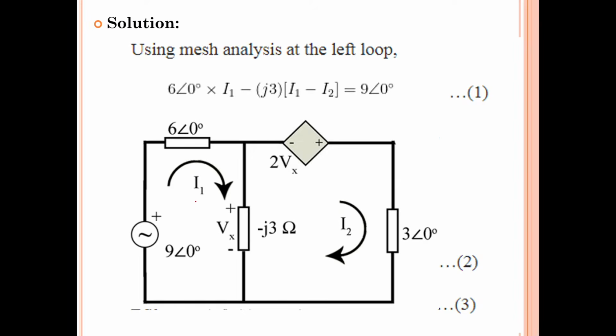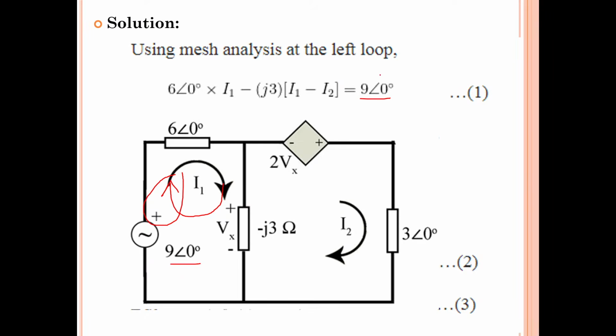Okay, so now let us write down the equations. Here I have assumed the current direction clockwise. This direction is the same, isn't it? Both directions are the same. So plus 9 at an angle of 0 degrees.